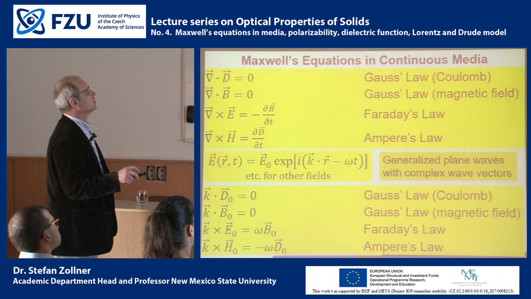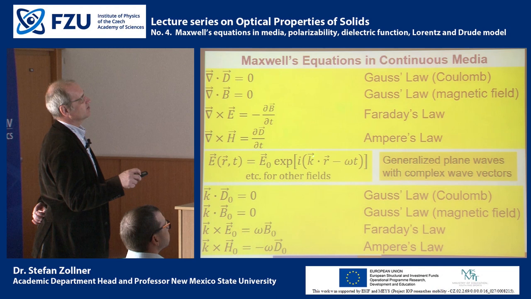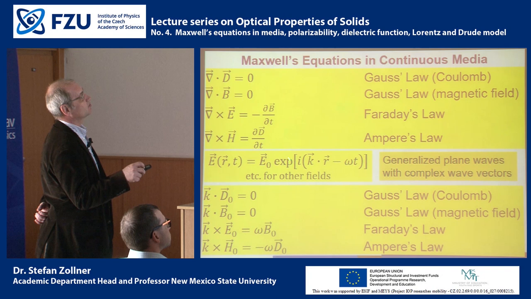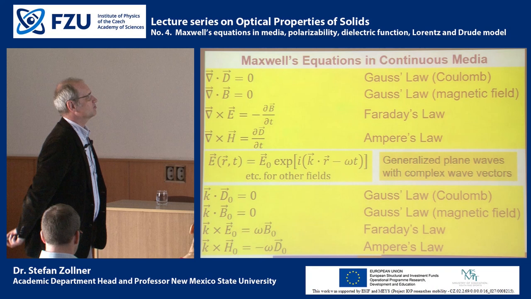So once we have introduced these generalized plane waves, it looks just like a regular plane wave, but now the k is complex. We can plug this generalized plane wave into Maxwell's equations, and we're getting the Fourier transformed Maxwell's equations. And that looks just like in the vacuum case, what we're used to. There's nothing too interesting here.